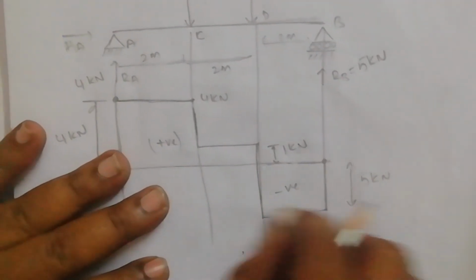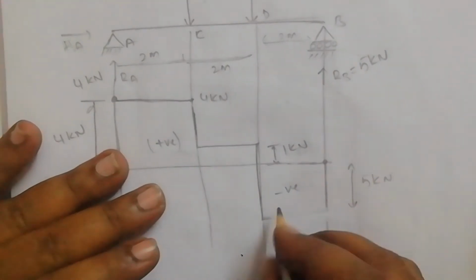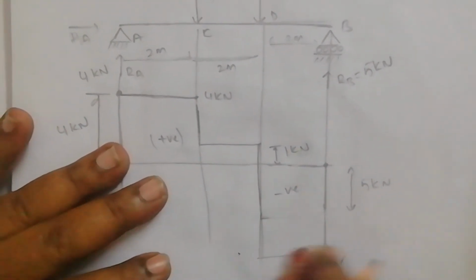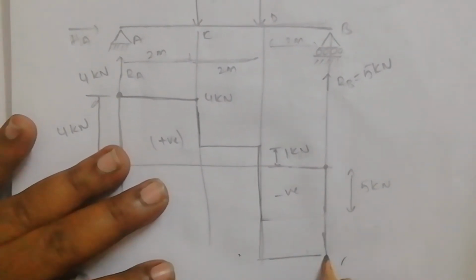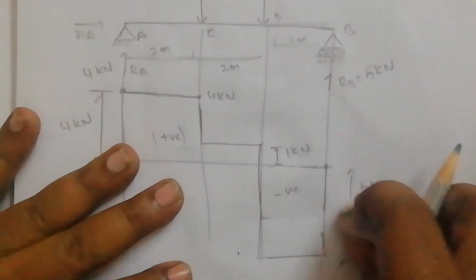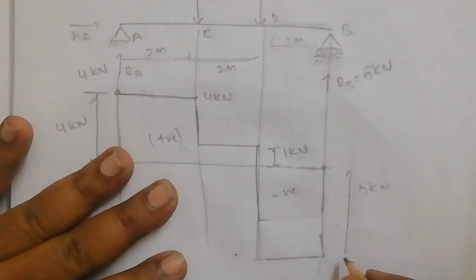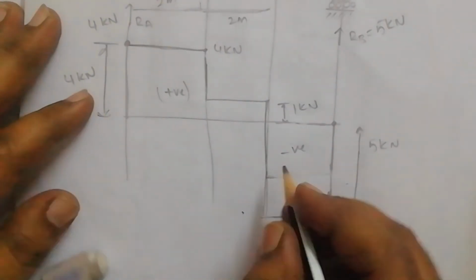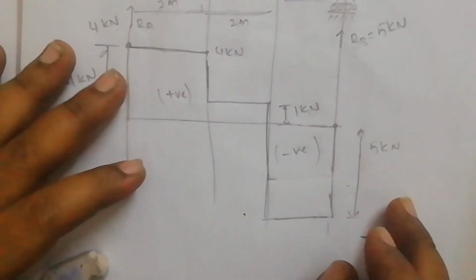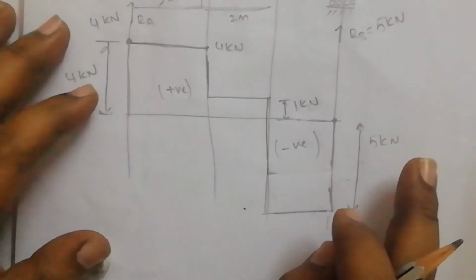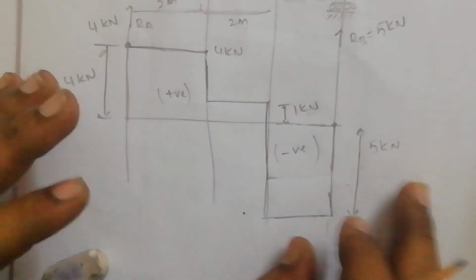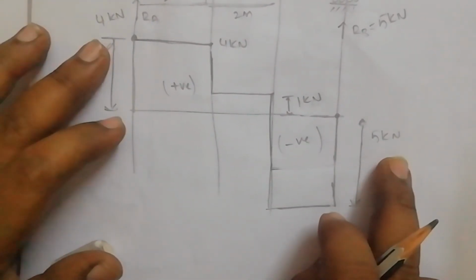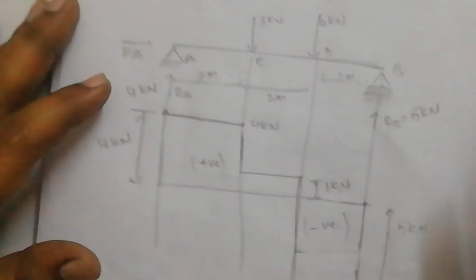So try to draw this bigger. You can change it, no problem. Even though the shape is similar, the values which you take should be clear, because this is 5, so it should be bigger than this. If you take it smaller, it will not look good, so you have to change it. So 5 kilonewton is bigger than this. This is your shear force diagram as per the question.